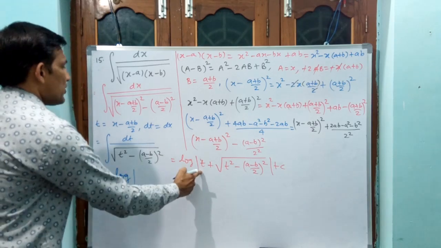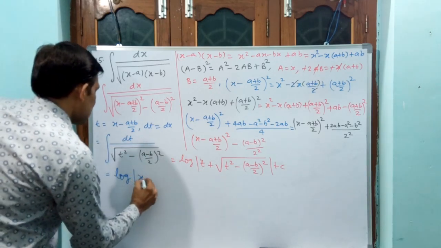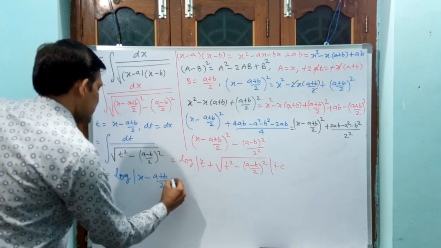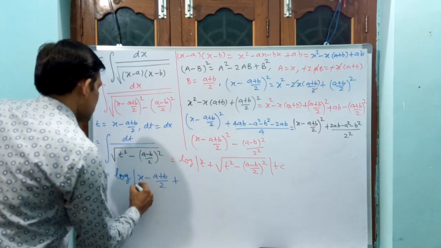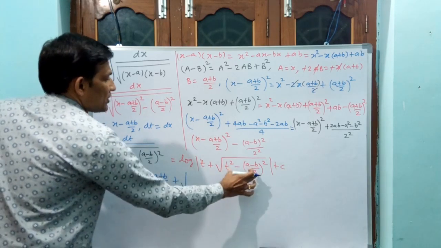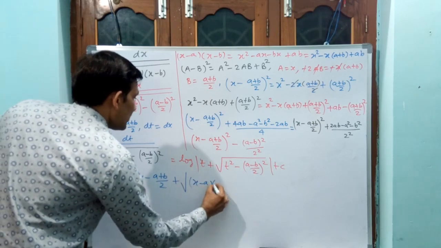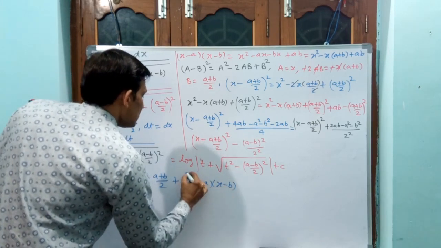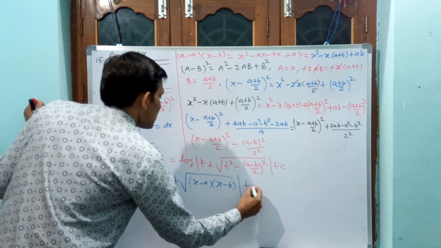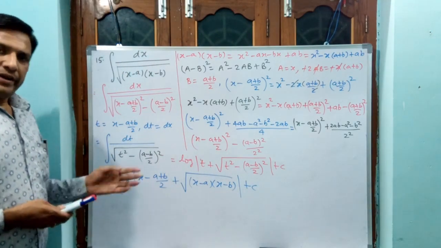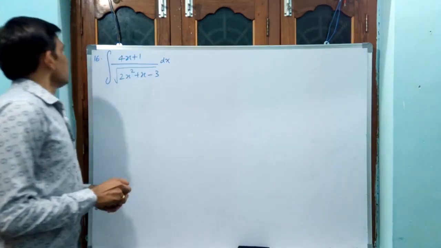Now you substitute the t value. That is equal to log of, t value is how much? x minus (a plus b)/2 plus square root of, you copy this entire thing, (x minus a) into (x minus b), close modulus, plus c. This will be the answer for your 15th question. Okay, take this, we will go for the 16th question.